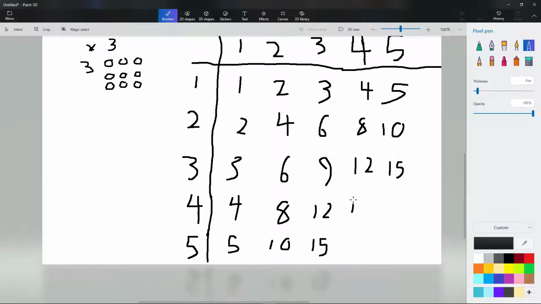4 times 4 is 16, because 4 plus 4 plus 4 plus 4 is 16. My bad, I only said it 3 times, but it sounded like 4. Anyway, 5 times 4 is 20. And 5 times 5 is 25.